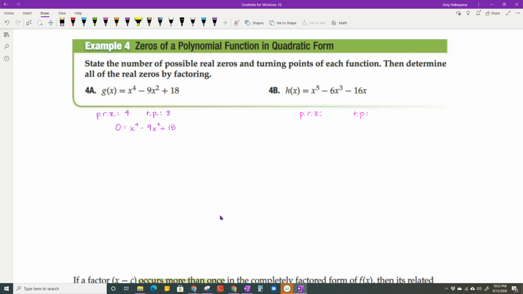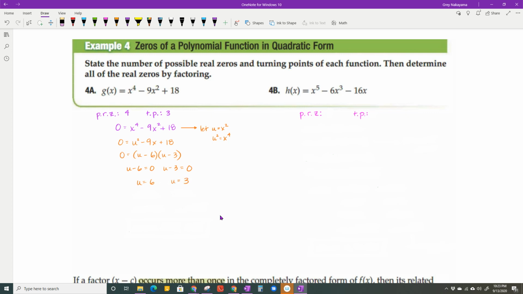So now I'm going to go over here because 2 times 2 is 4. So this is quadratic-like. And I'm going to let u equal x squared. And u squared then would be equal to x to the fourth. So now it's going to say 0 equals u squared minus 9u plus 18. And I am looking for the factors of 18 that add to give me 9. So that gives me u minus 6 and u minus 3. Set each factor equal to 0. Then I'm going to solve.